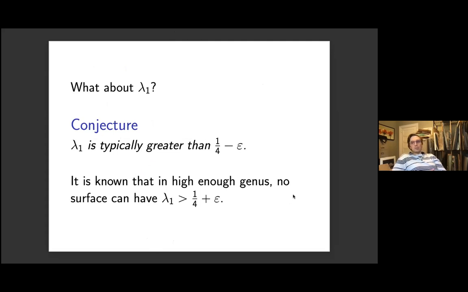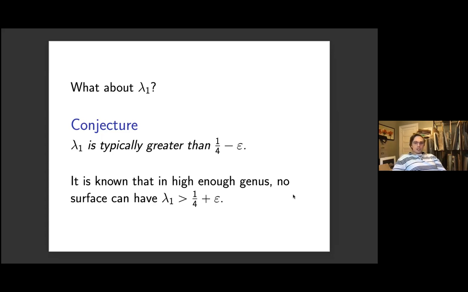Again, we do care about the bulk, but we especially care about lambda1. The natural conjecture, which everybody would like to know, is that lambda1 should typically be greater than a quarter minus epsilon. This would be the analog of Alon's conjecture for graphs. And it's known you can't do better. This is similar to the Alon-Boppana bound from before. In high enough genus, every surface has lambda1 less than a quarter plus epsilon. So you can't do better than a quarter, not even for a single surface in high genus.